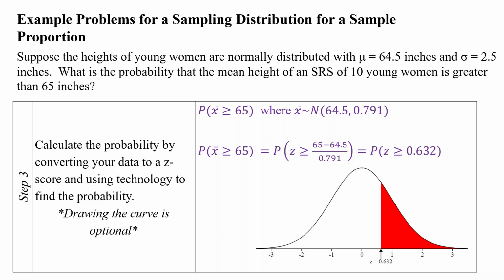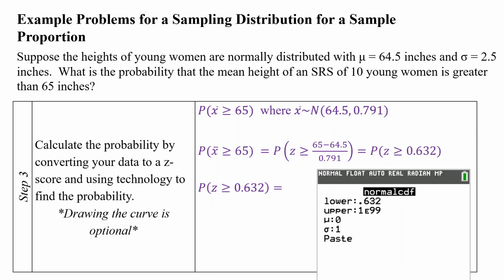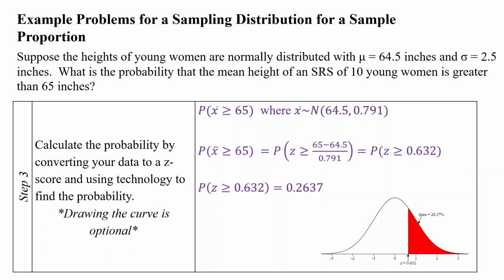You can draw your curve and shade the area, which represents the probability that we are trying to find. I always like drawing the curve. And then what we do is we just put this in our calculator. Okay, don't draw the calculator speak, but this is a little snapshot of what you should have in your calculator. Your lower boundary is 0.632. Your upper boundary is positive infinity. Mu is 0, standard deviation is 1. And that's going to give us an area or a probability of 0.2637. Okay. So what you see on the screen is the work you should show for these problems.